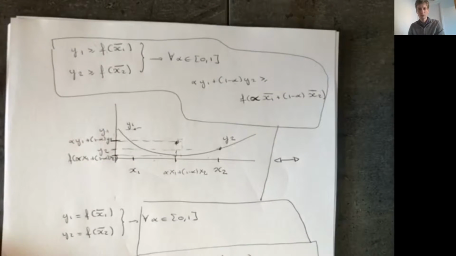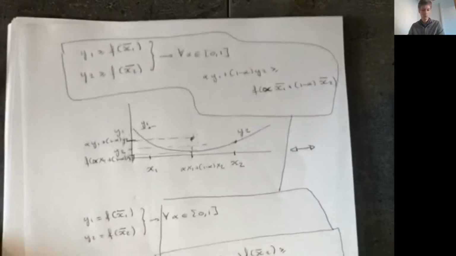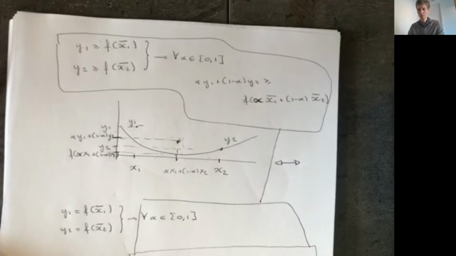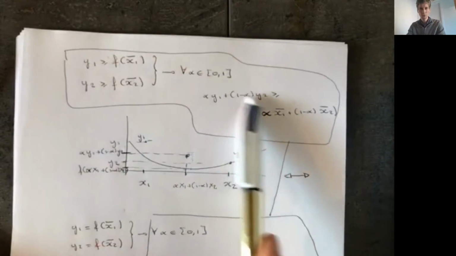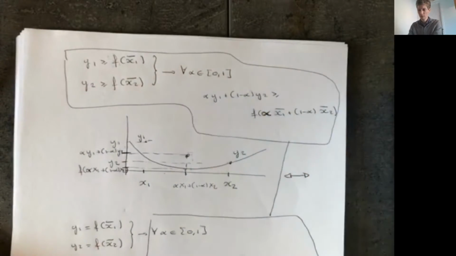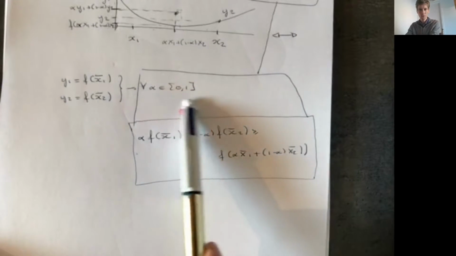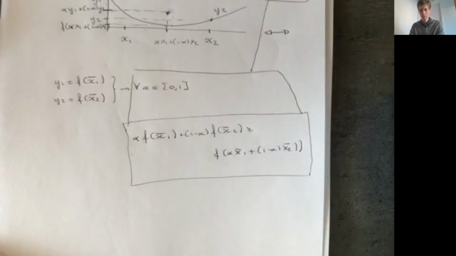So there are several equivalent definitions of convexity of a function. Either you say that the epigraph is a convex set, or you can use this definition, or you can use this definition. Okay.